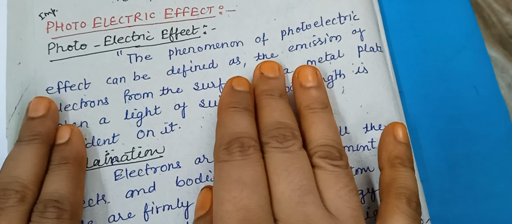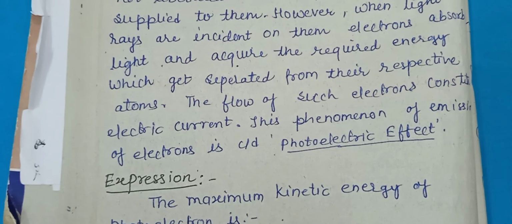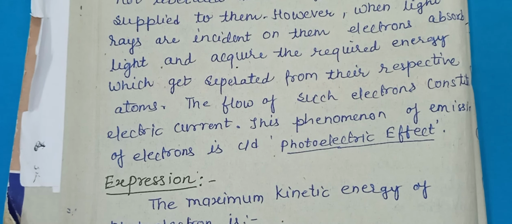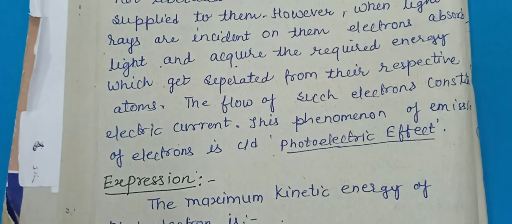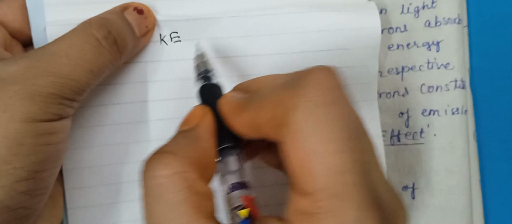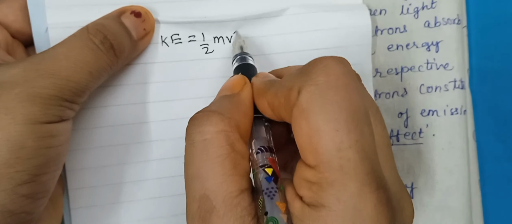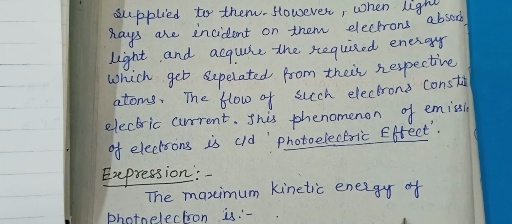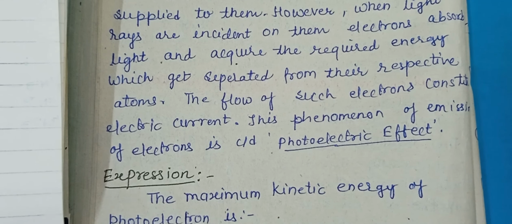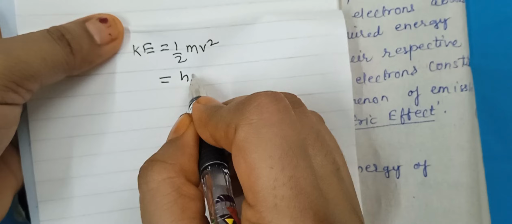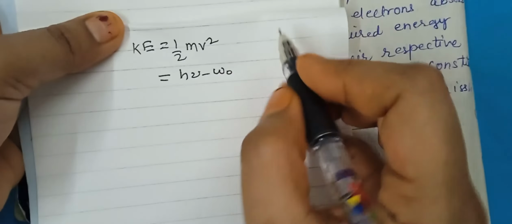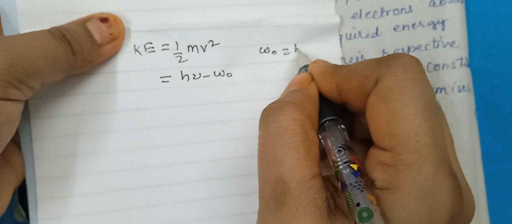This is very important. Now we find the expression for the kinetic energy. When an electron is moving, its energy will be in the form of kinetic energy. We all know that kinetic energy KE equals half mv square. The maximum kinetic energy of the photoelectron, K max, equals half mv square. We can also write it as h nu minus omega 0, or h nu minus h nu 0.